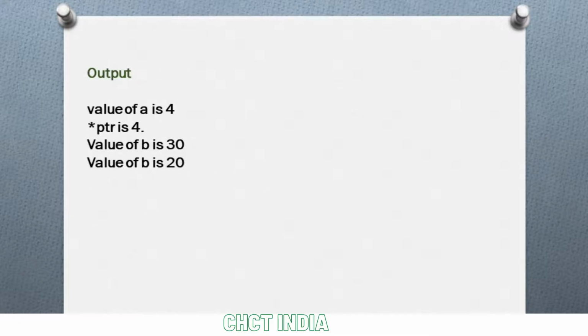The output of the program will be value of A is 4, pointer variable is 4, value of B is 30, as well as value of B is 20.